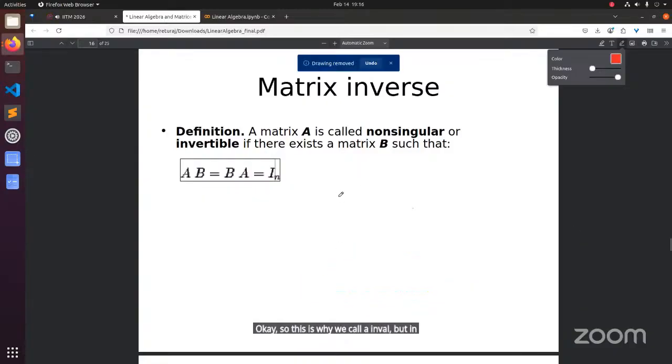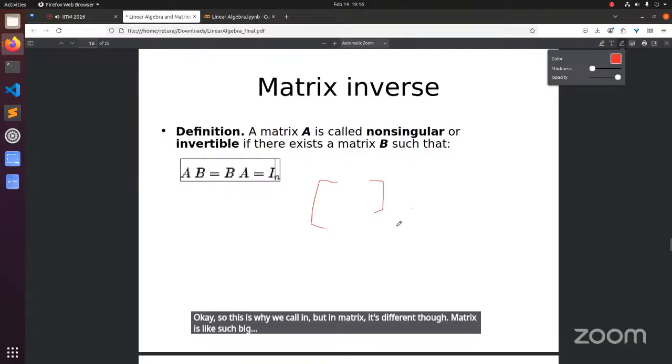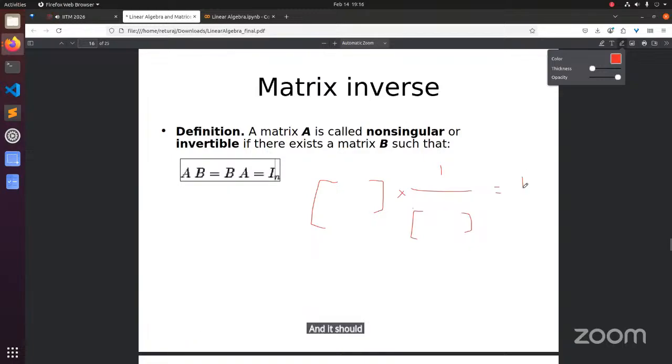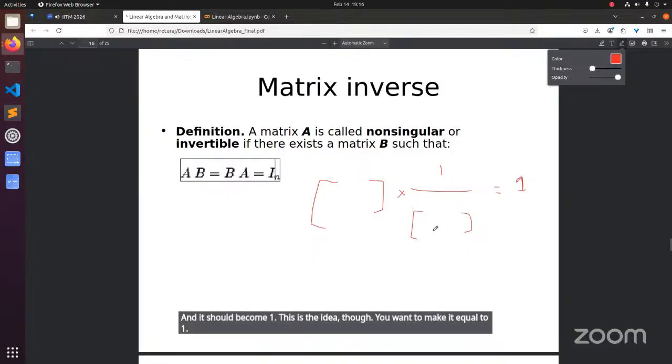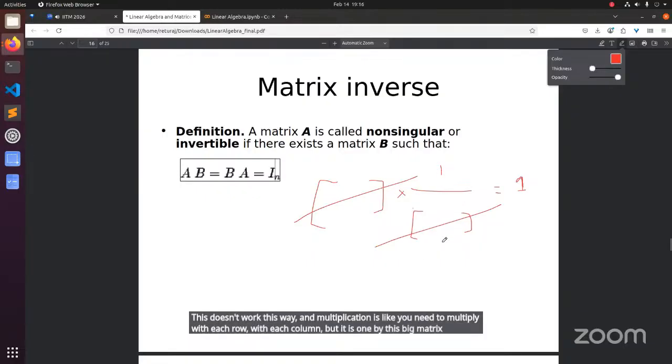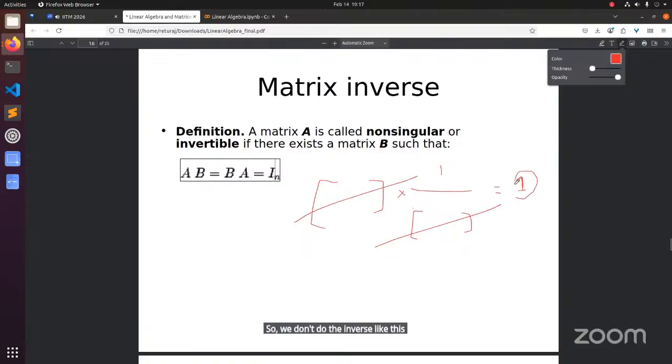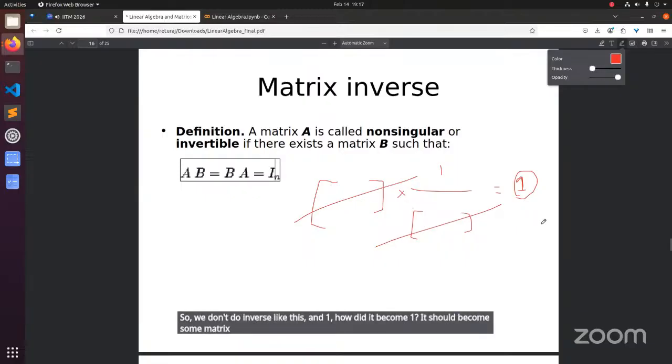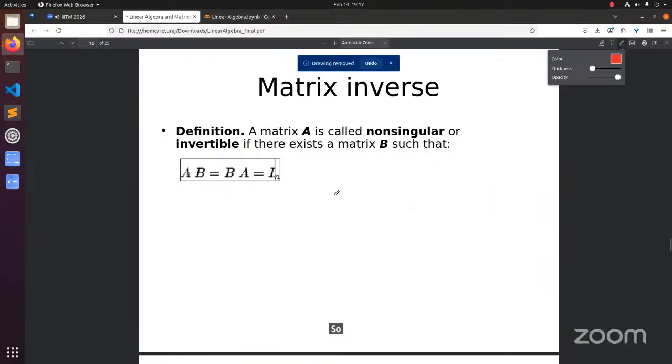But in matrix, it's different. Matrix is like such big numbers, and when you multiply with 1 by this big number, how will you do 1 by this big matrix? And it should become 1. This is the idea. You want to make it equal to 1. But this is a matrix and this is a matrix. You cannot cancel this matrix with this matrix. Multiplication is like you need to multiply each row with each column. But with 1 by this big matrix, how will you do the column here? So we don't multiply the inverse like this. And how did it become 1? It should become some matrix, right? Each element will become something. So what we define for a matrix is in this form.